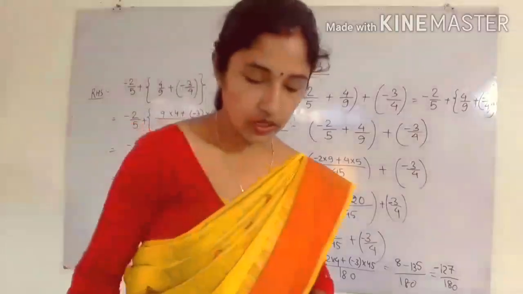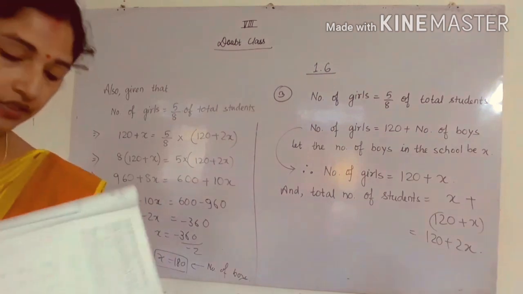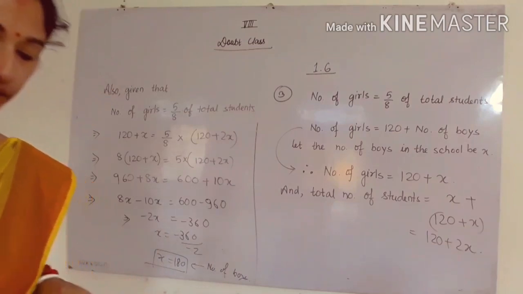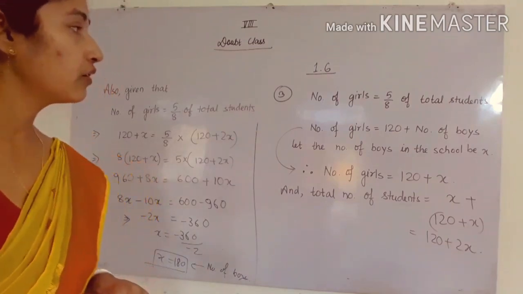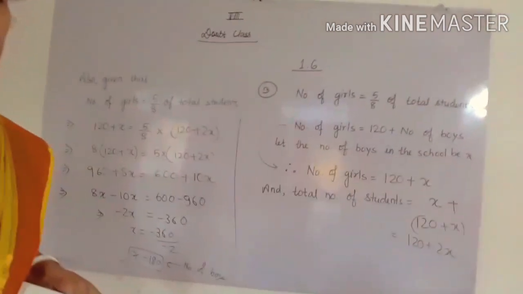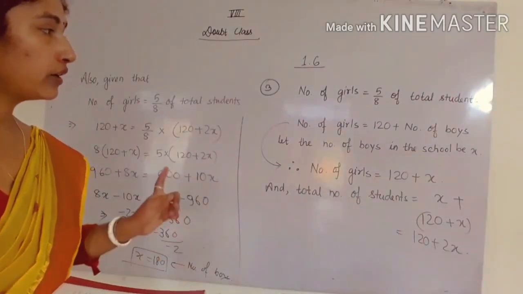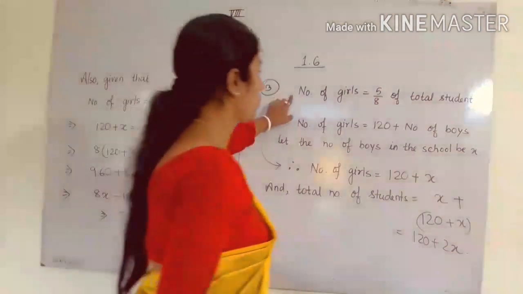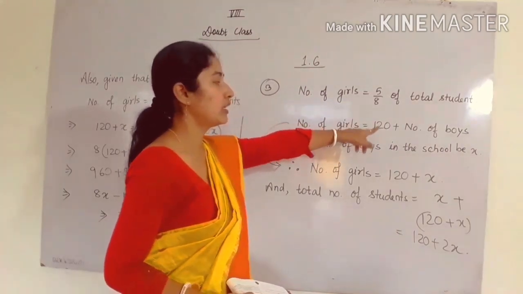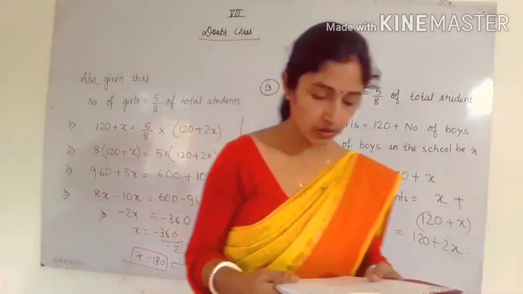Okay. So let us go to the next one. So see in exercise 1.6 question number 3, what is given in a school? The number of girls were 5 by 8 of the total students. So the first condition I have written is 5 by 8 of total students. Then two conditions are given. First condition is this one and second condition is this one. Second condition is number of girls is equal to 120 plus number of boys. It is given already in the question. You can read the question.